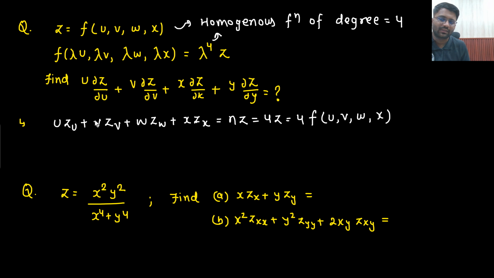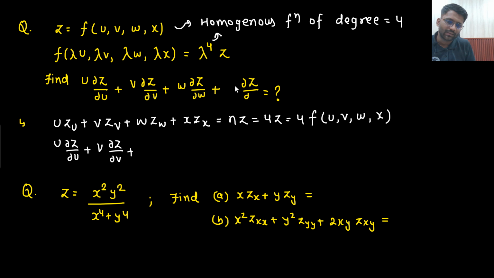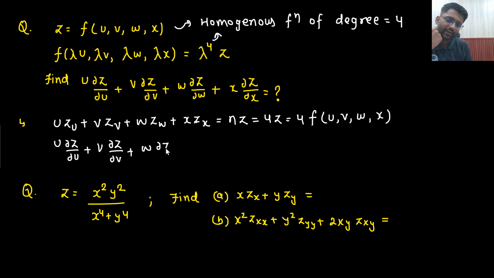And what is this particular thing? This particular thing is nothing but u del z by del u plus v del z by del v plus, here w they have written, no, y they didn't, from where this y came, y is not even there, right? So w and x are there, no? So let's reframe this question. This is w, this is w, this is x, and this is x, right? Understandable? Yes. So w into del z by del w plus x into del z by del x, that is coming out to be nz, or you can say 4z. That's the answer.